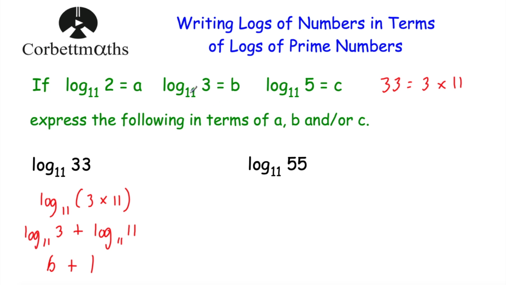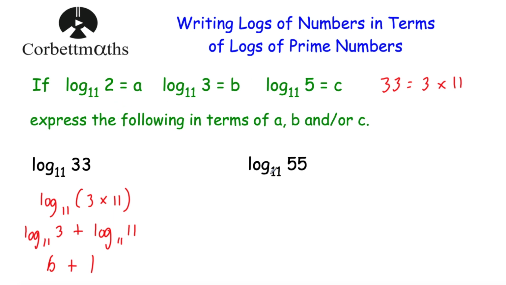And you can check it. If you do the log to base 11 of 3 and add 1, you should get the same answer as the log to base 11 of 33. And that's it. So sometimes, rather than looking for the 2, the 3, and the 5, we may also be looking for the 11 as well. So that might be involved, the base of the logarithm.